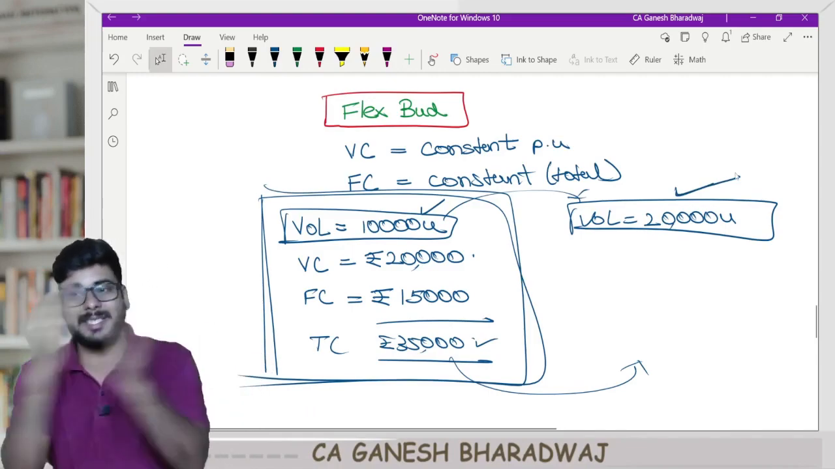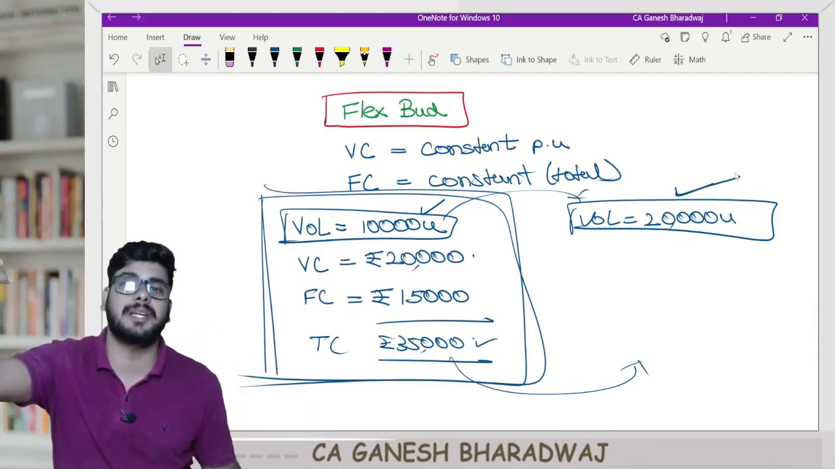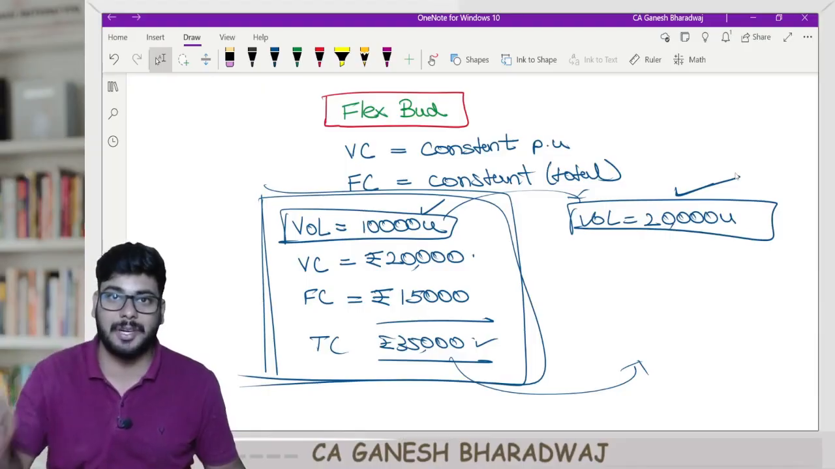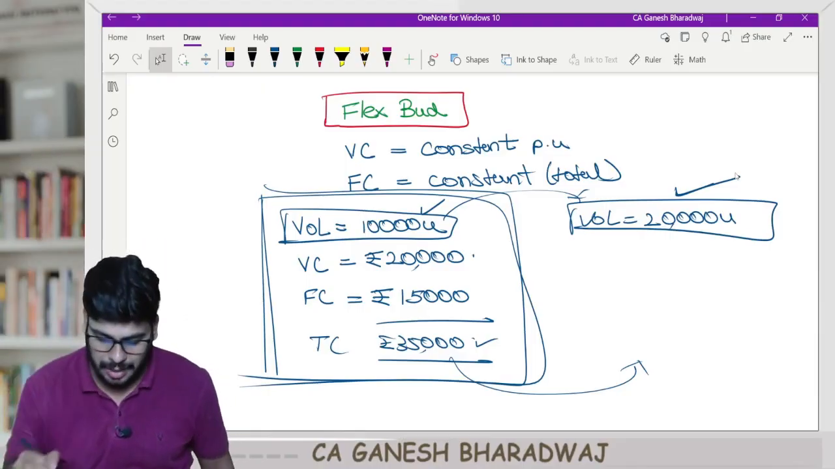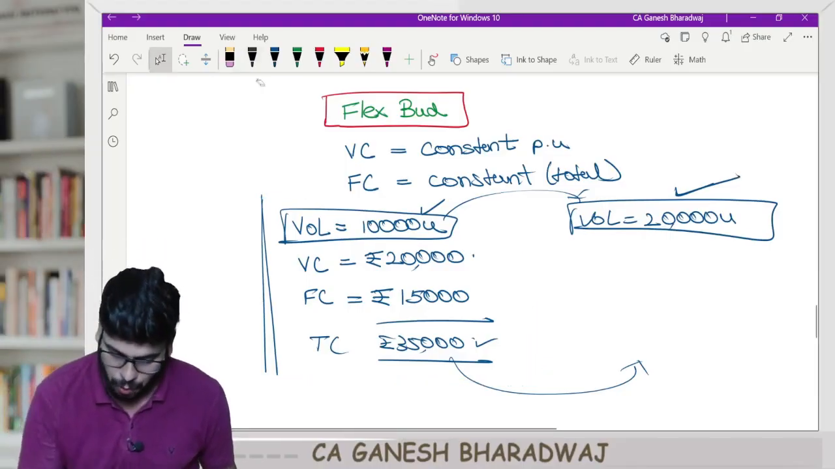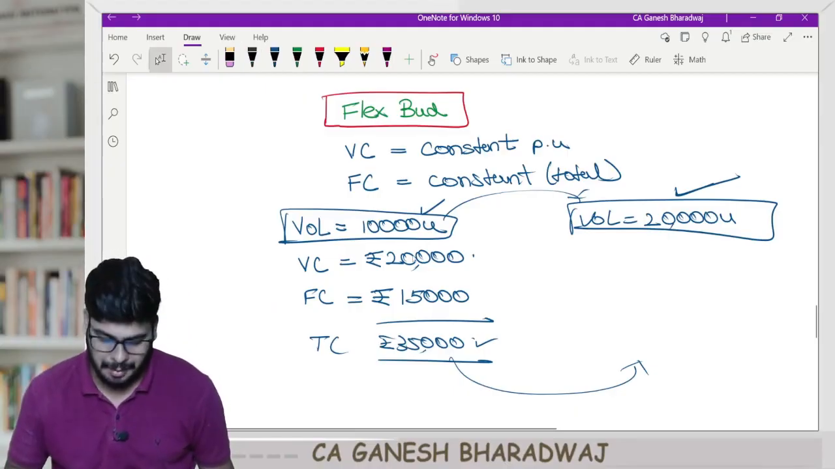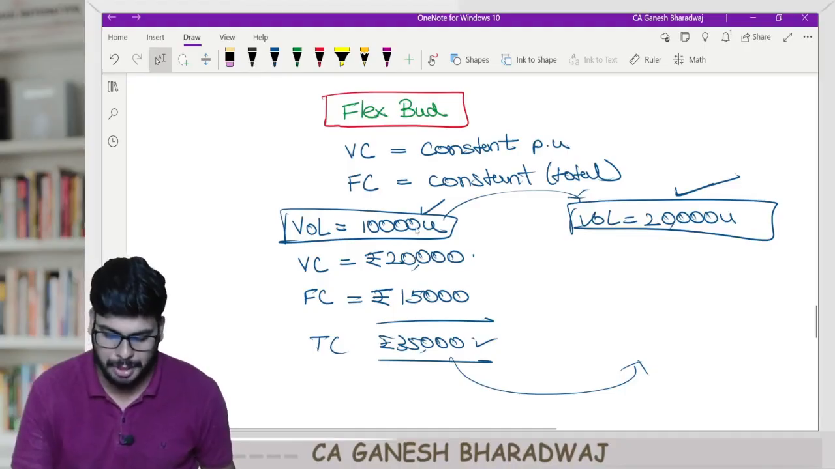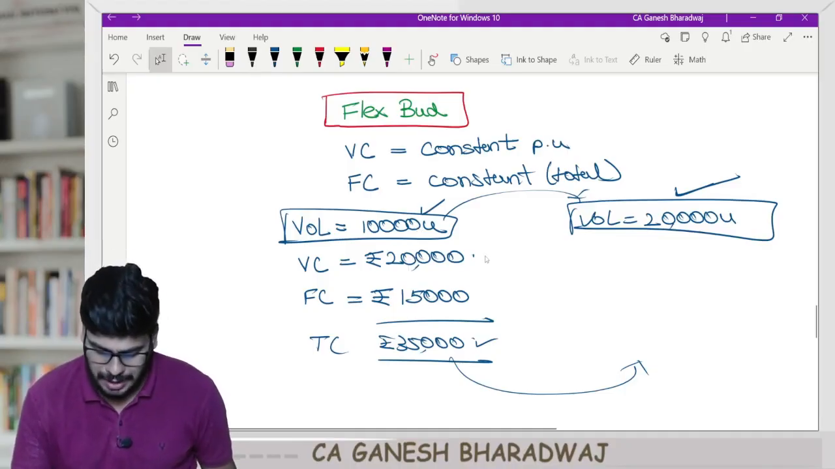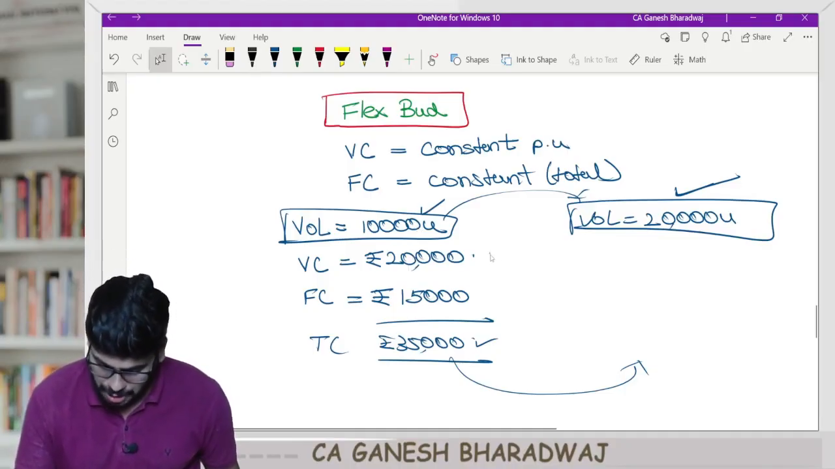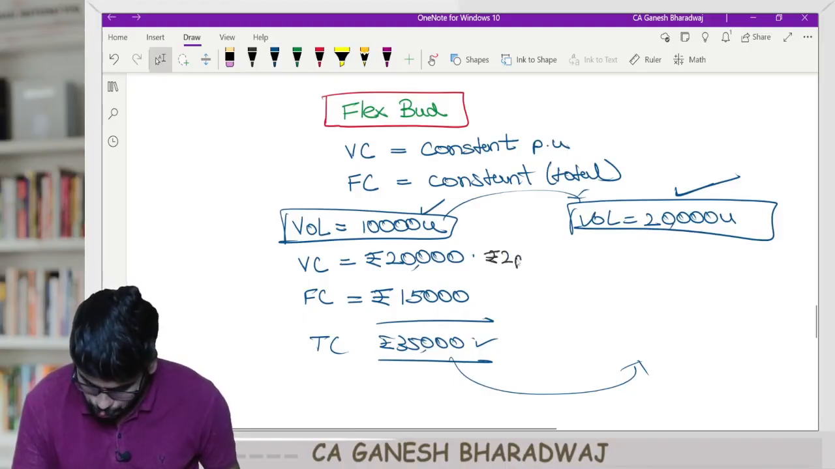So we are flexing the static budget and preparing the budgeted figures for the given volume level. Look at this: 20,000 rupees is my variable cost when my volume is 10,000 units. So what is the variable cost per unit? The variable cost per unit is going to be rupees 2 per unit, right?